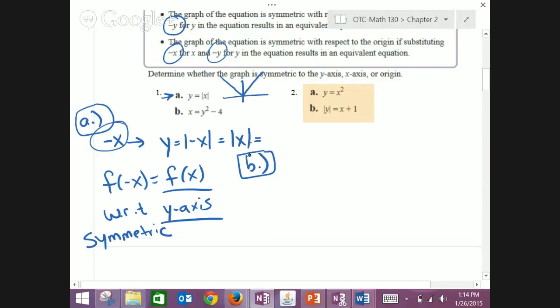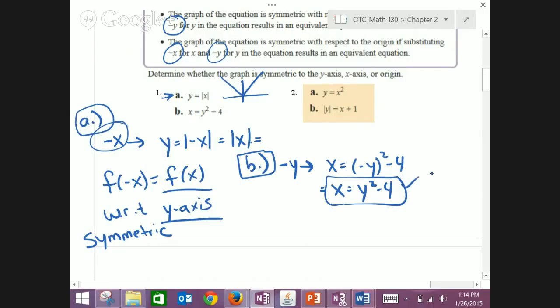Here, if I plug in minus x, I get a different expression, right? Can you guys see that? If I plug in minus x, then I don't get what I originally started with. But if I plug in minus y, I get what I originally started with. So if I plug in minus y into the relationship, I would have x equals minus y squared minus 4, which is the same thing as x equals y squared minus 4, what I originally started with. So that tells me I'm symmetric with respect to the x-axis.